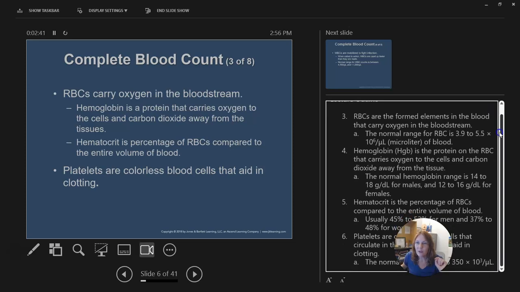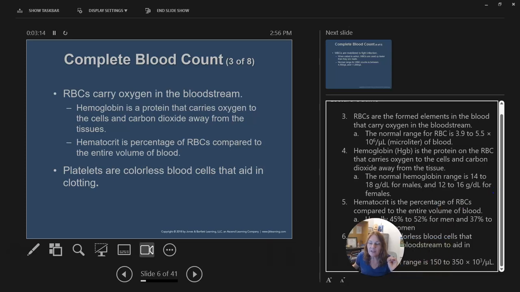Our red blood cells are the formed elements in the blood that carry oxygen in the bloodstream. The normal range for red blood cells is 3.9 to 5.5. That's our general range. Hemoglobin, or HGB, is the protein on the red blood cells that carries oxygen to the cells and carbon dioxide away from the tissue. The normal hemoglobin range is 14 to 18 for males and 12 to 16 for our females.